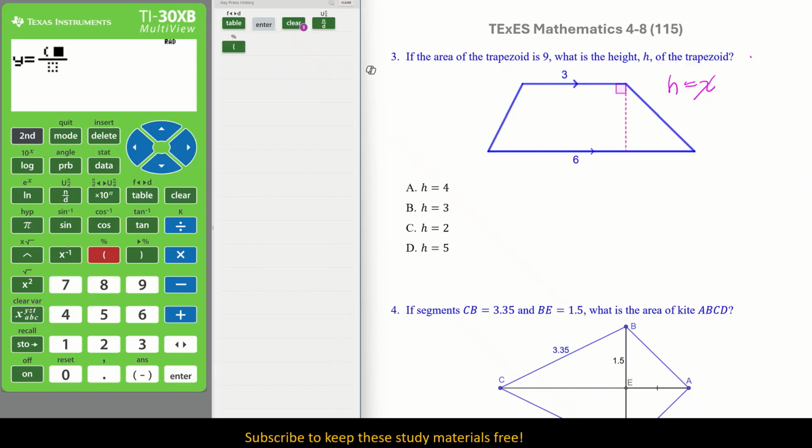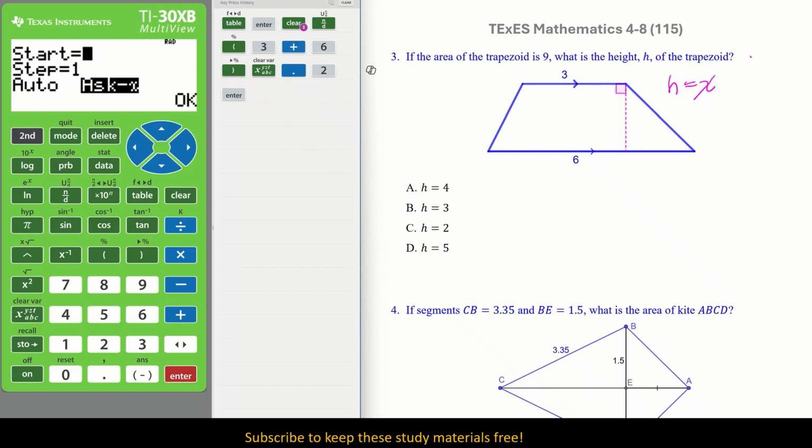Well, we have the value of each base. So B1 plus B2, that's 3 plus 6. Now notice I didn't add them together. Just type them in the way they would be in the formula. So we need X here instead of H, because that's what our calculator needs to use. Now we go down and divide that all by 2. So we have our variable inputted for H.